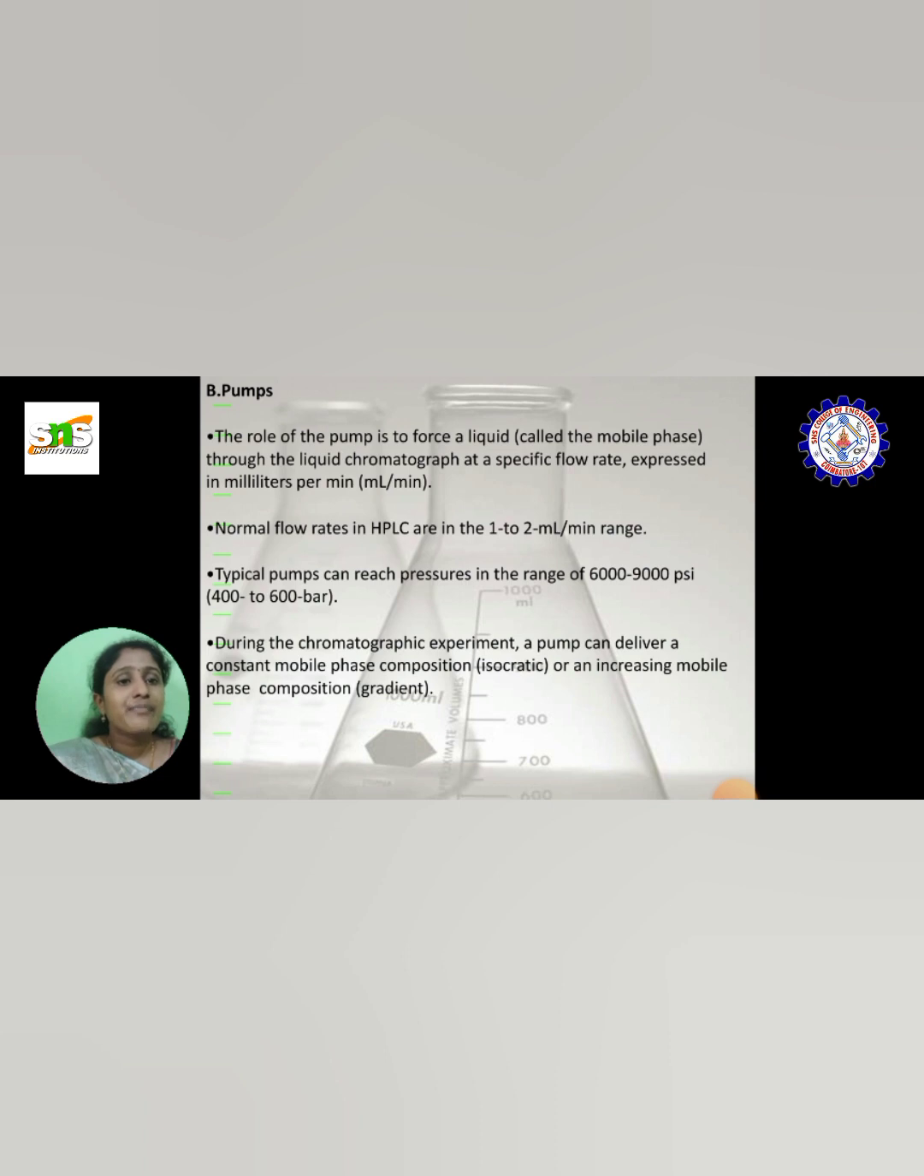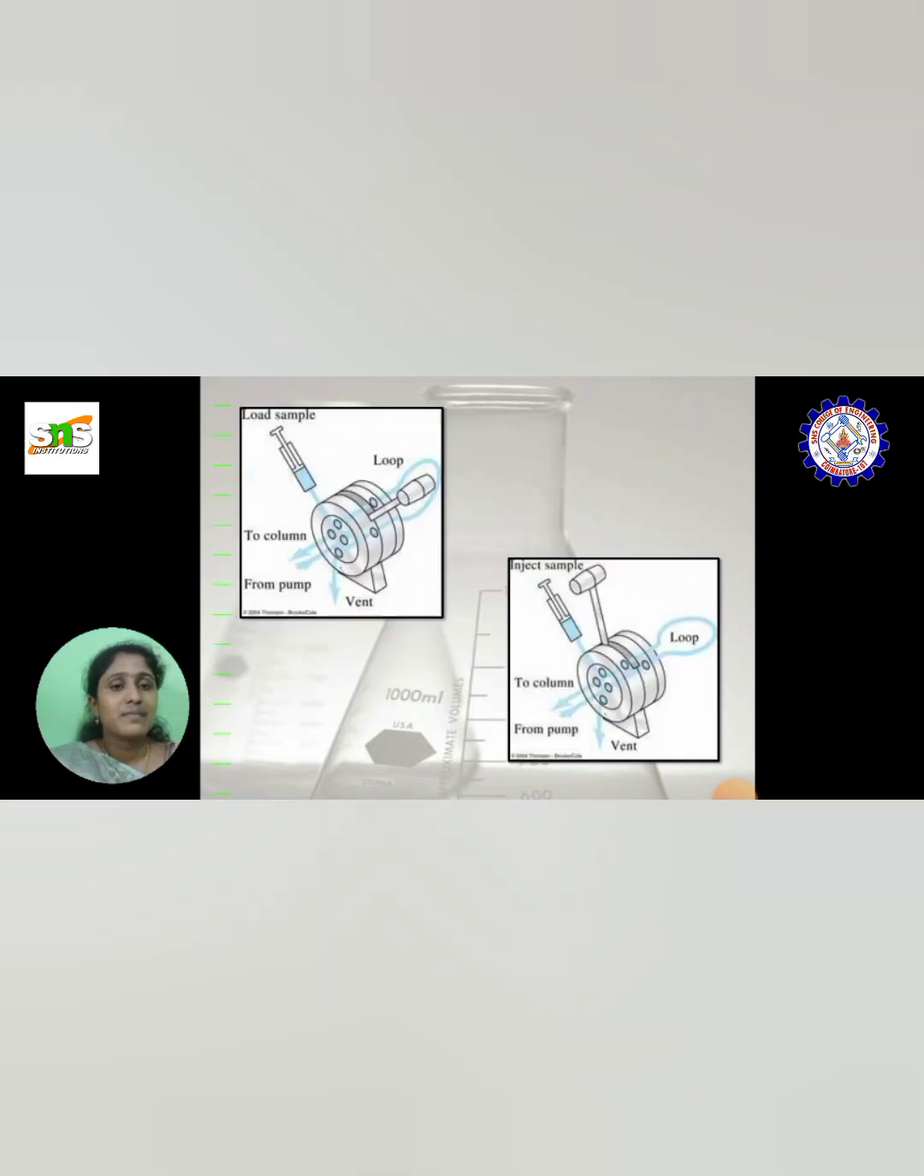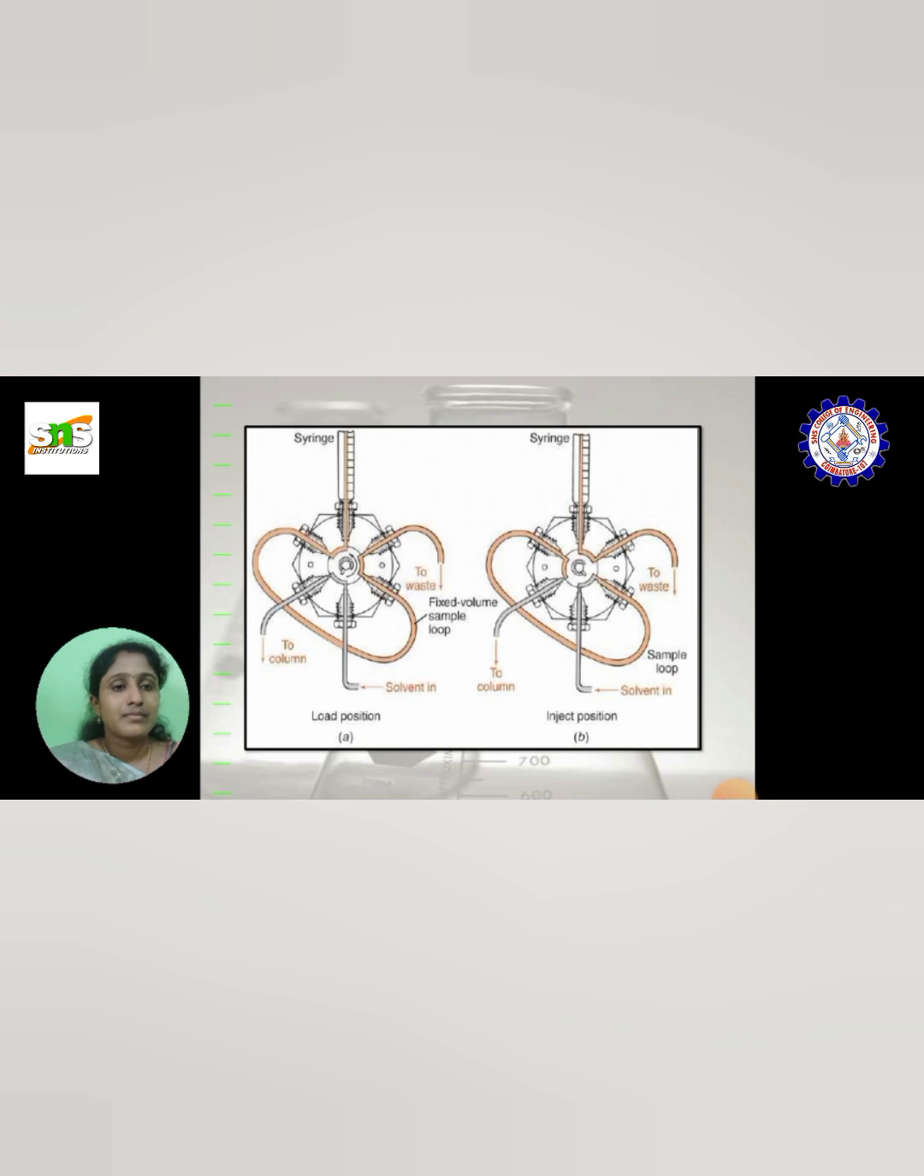Pumps. The role of the pump is to force a liquid, called the mobile phase, through the liquid chromatograph at a specific flow rate, expressed in milliliters per minute. Normal flow rates in HPLC are in the 1 to 2 ml per minute range. Typical pumps can reach pressures in the range of 6,000 to 9,000 psi, 400 to 600 bar. During the chromatographic experiment, a pump can deliver a constant mobile phase composition or an increasing mobile phase composition gradient.